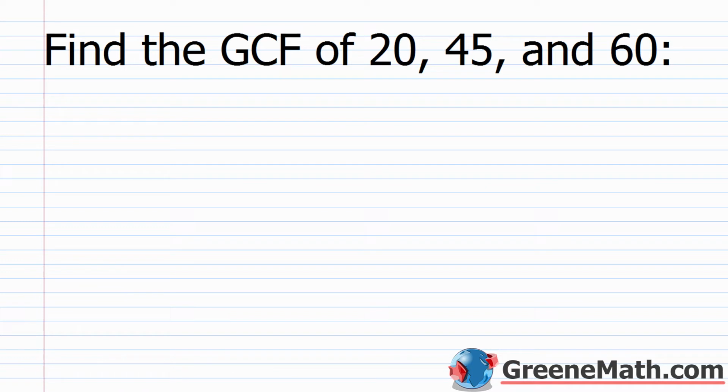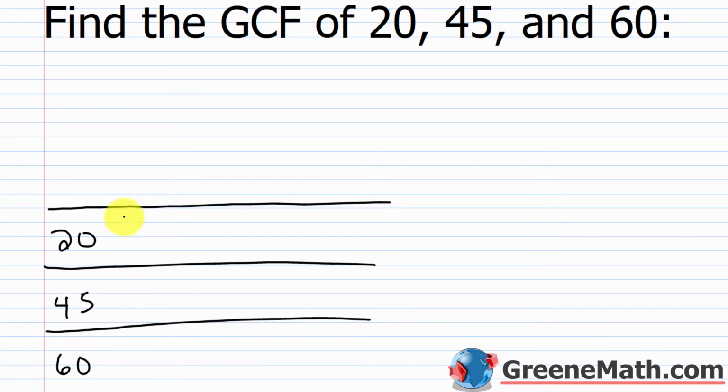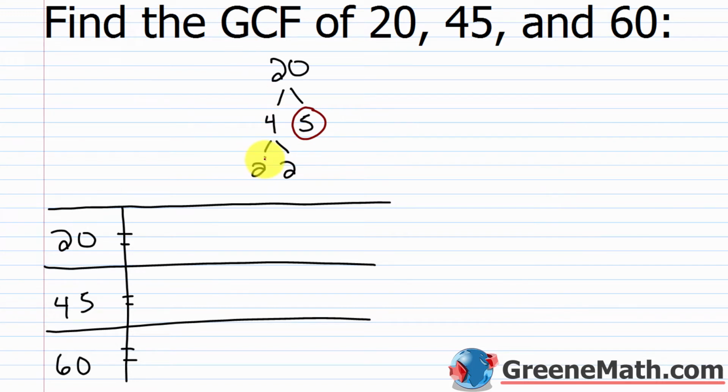The best way I've found for students to completely understand this is to build a little table. So my table will consist of the prime factors for 20, 45, and 60. So I'm going to put equals, and then I'll list my prime factors here. To do that, I'm just going to use a factor tree in each case. So for 20, I can start out by saying 4 times 5. I know 5 is prime, so I'm going to circle that. And then 4, I know I can write as 2 times 2. 2 is prime, so I'll circle both of those.